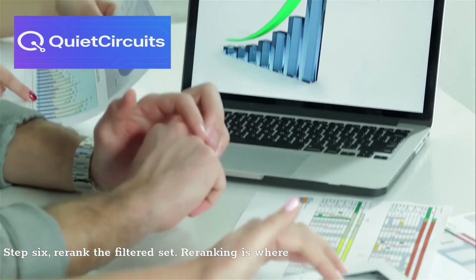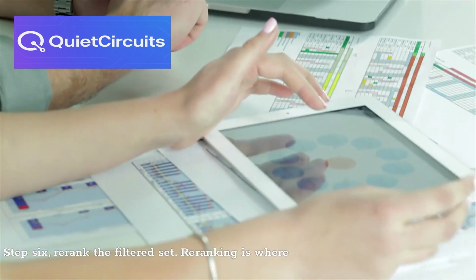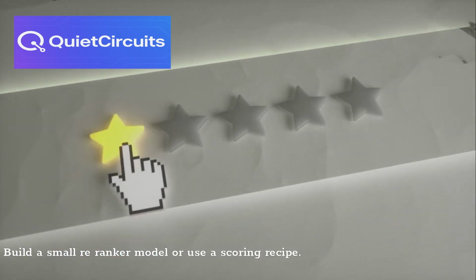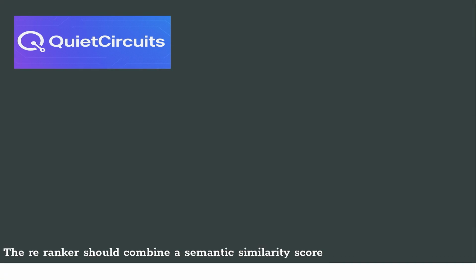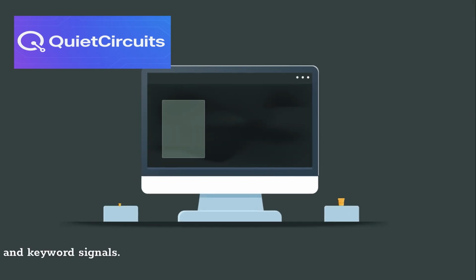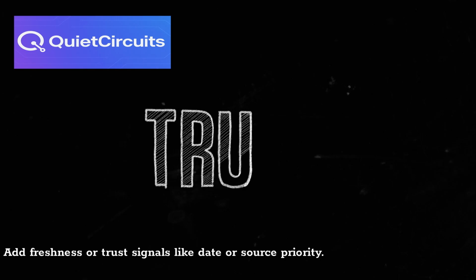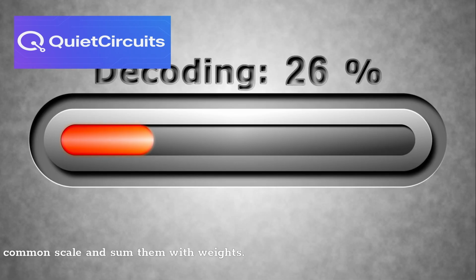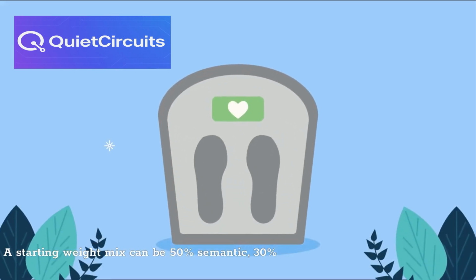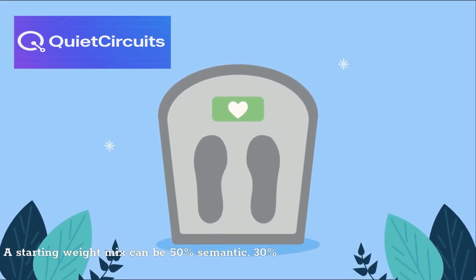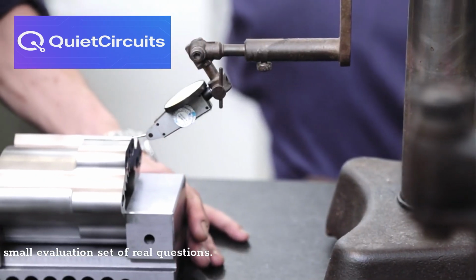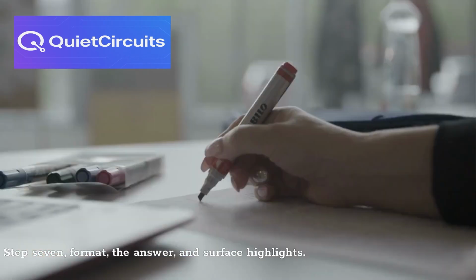Step 6. Re-rank the filtered set. Re-ranking is where quality improves quickly. Build a small re-ranker model or use a scoring recipe. The re-ranker should combine a semantic similarity score and keyword signals. Add freshness or trust signals like date or source priority. Normalize each signal to a common scale and sum them with weights. A starting weight mix can be 50% semantic, 30% keyword, and 20% freshness. Tune weights using a small evaluation set of real questions.